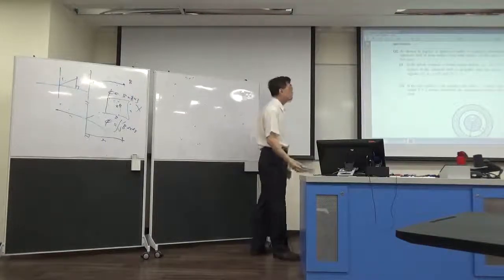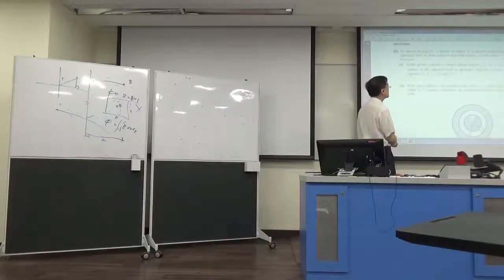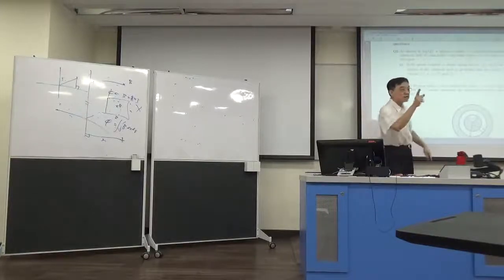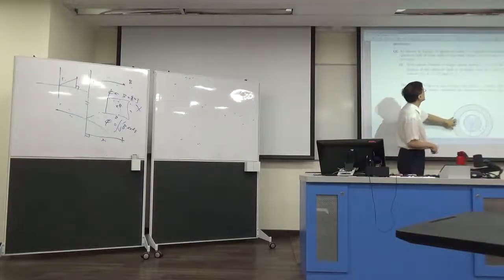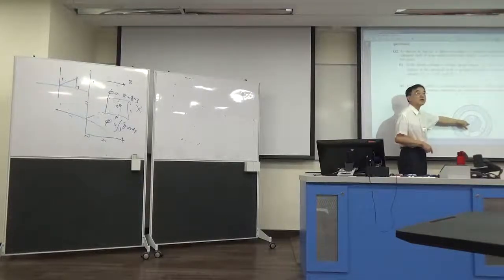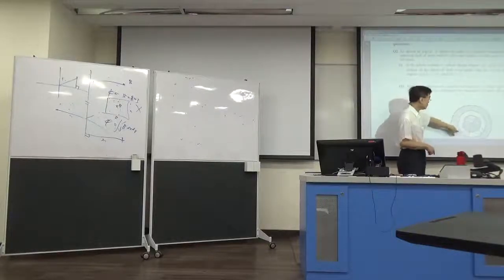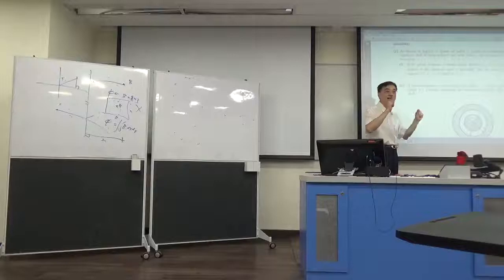Alright. As shown in figure Q2, a sphere of radius A is placed concentrically inside a metallic spherical shell. Okay, this one is metallic, so this is metal. But the sphere of radius A, they never say it's metal. But this one they say it's metal. So read your questions carefully.